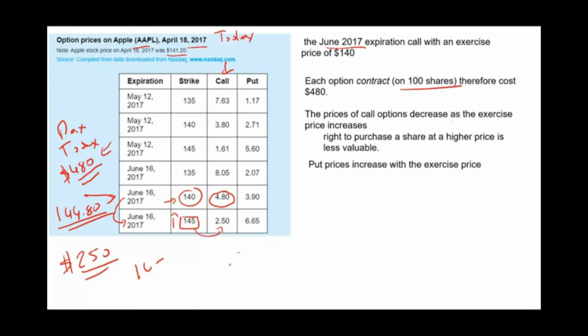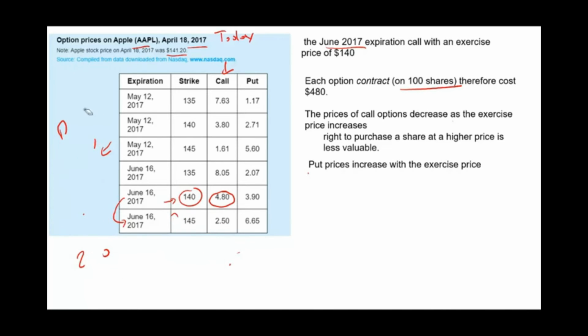Also, what you need to know. Let's talk about the put price now. So we talked about the call price. Now there's always a put, and here's the put price for the same option. The put price is $3.90. What does that mean? It means if you pay someone $390 today, you have to pay $390.